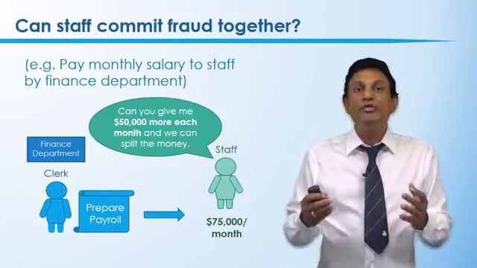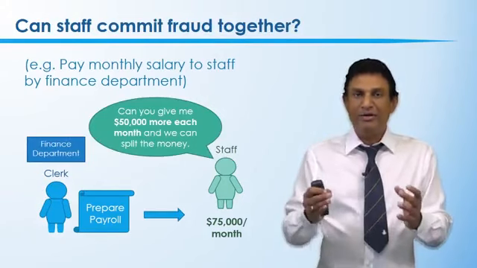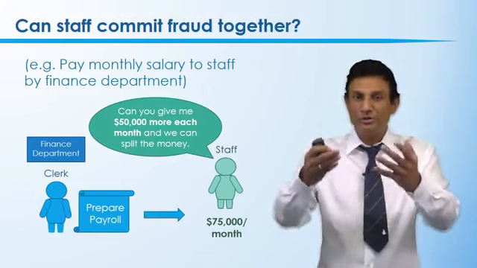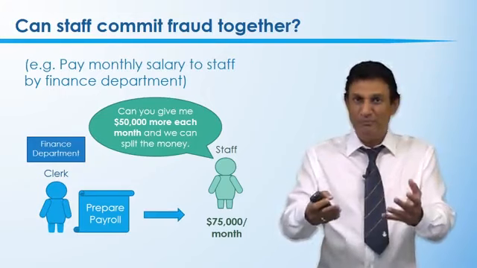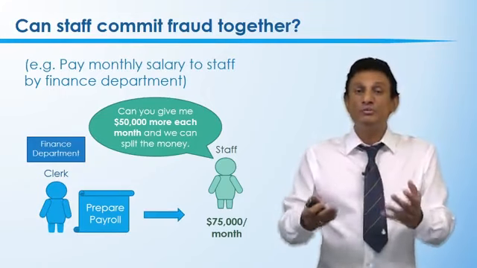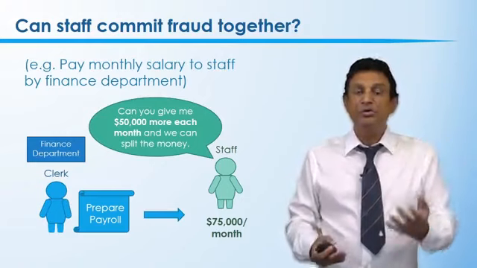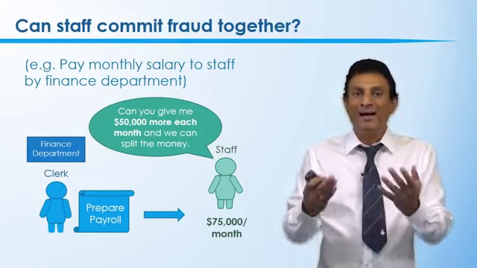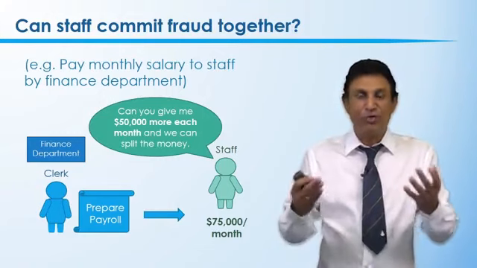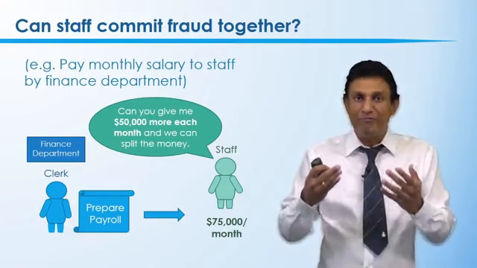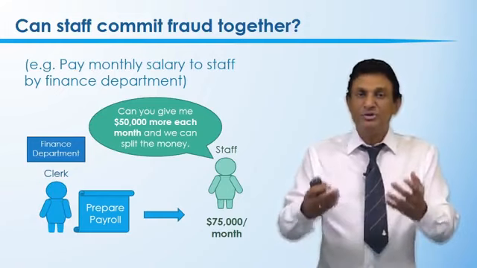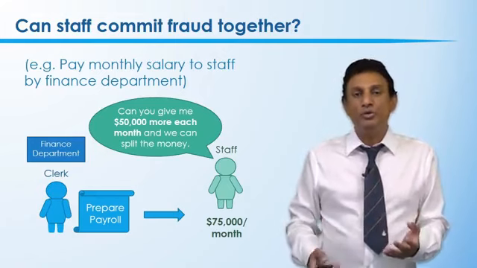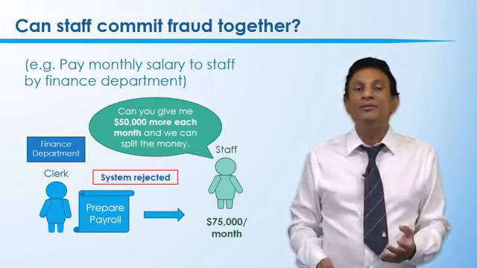But consider a scenario where one of the assistant professors tells the clerk who is inputting the information to the system, okay, give me 50,000 more than what I'm supposed to get, I'll give you 25,000, we split the money. These kinds of things are very common in our workplace. Fraud is very common. So we should have mechanisms and controls to minimize this kind of fraud. Can you think about what kind of controls we can come up with in the system?